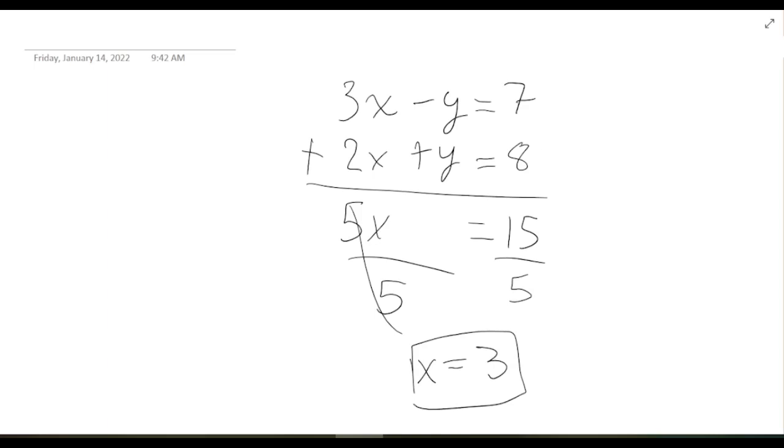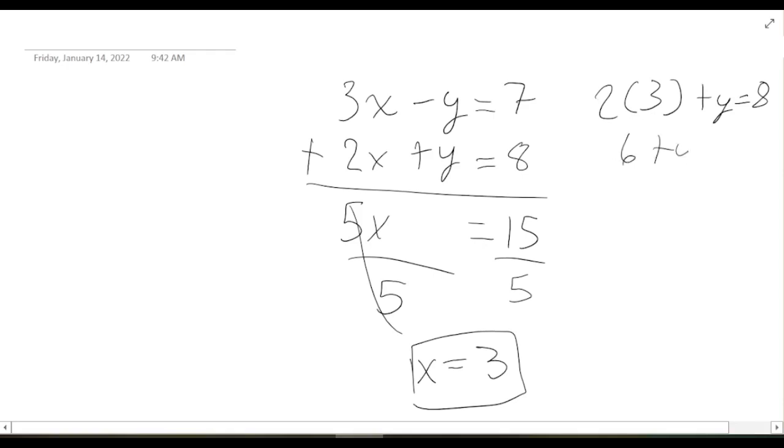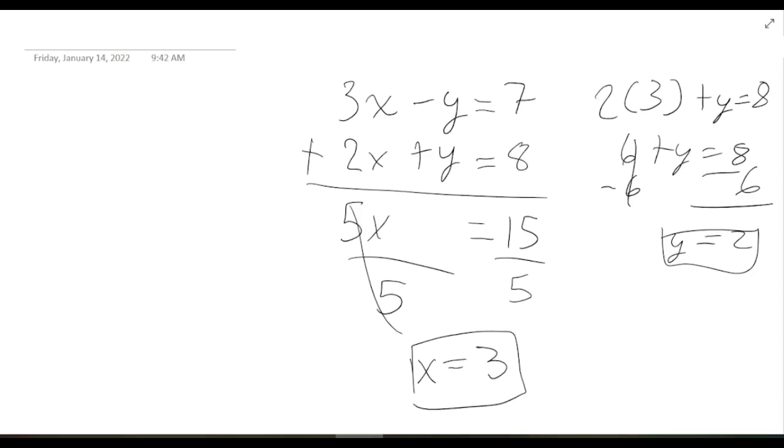It can go to the first one too, but I'm just going to pick the second one because we're just multiplying x by 2. So we're doing 2 times x, which is 3, plus y equals 8. So 2 times 3 is 6, plus y equals 8. We subtract 6 on both sides, and we get 2. So y equals 2. So these are our two answers, x equals 3 and y equals 2.